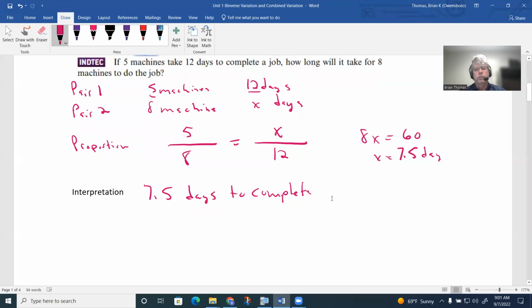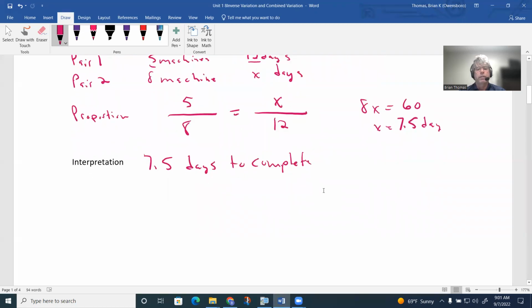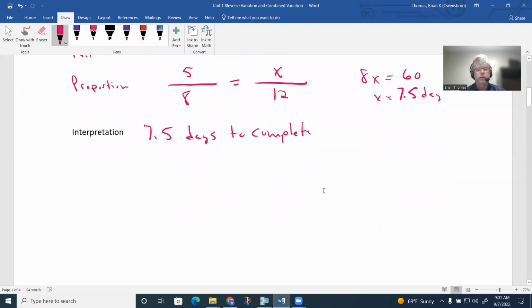Again, some people might say, well, you can't work a decimal of a day, so you have to count that as a whole day. So you'd maybe round that up to 8 days as well, depending on the situation.